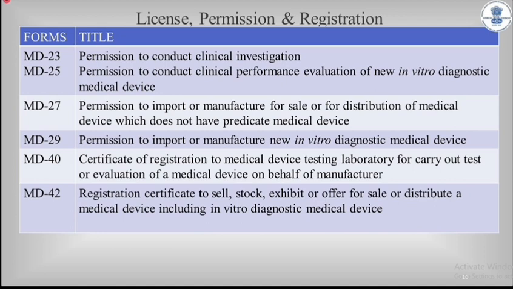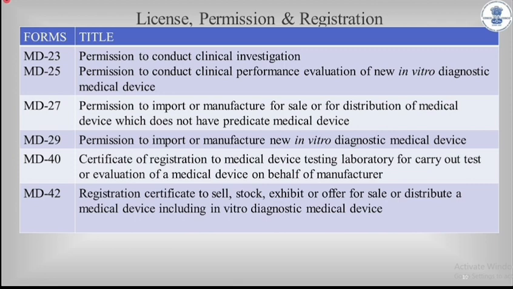Form 40 is a kind of registration for laboratories. If a manufacturer wants to manufacture a certain device and test it before launching it into the market, and he has only limited testing facilities in the factory, then he may use any of these laboratories to generate the data points and use that data while submitting regulatory technical documents or obtaining the license.